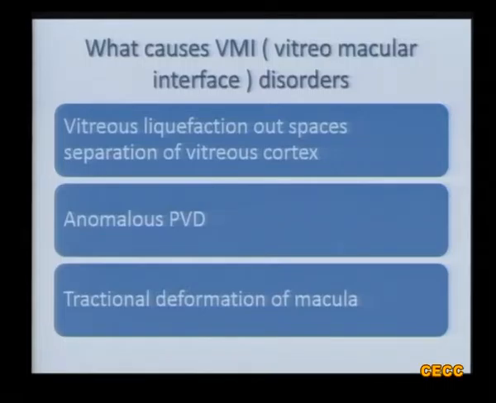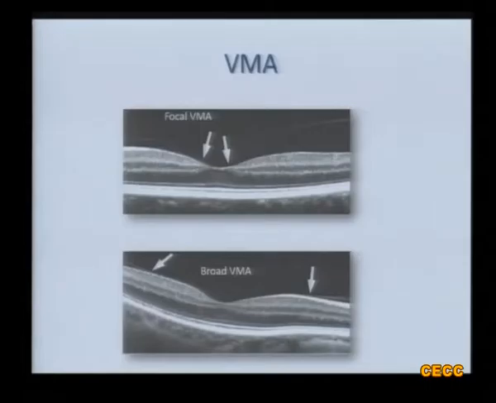But sometimes this PVD does not happen the way it is designed to happen, and that is called the anomalous PVD. So you can have the vitreous still attached to the macula, and this vitreous can pull on the macula and can lead to tractional deformation of the macula. One such stage is the vitreomacular adhesion. Vitreomacular adhesion is where the vitreous is attached to the macular area in an area roughly having a radius of 3 millimeters, and an important feature is that the patients are not symptomatic in the stage of vitreomacular adhesion.